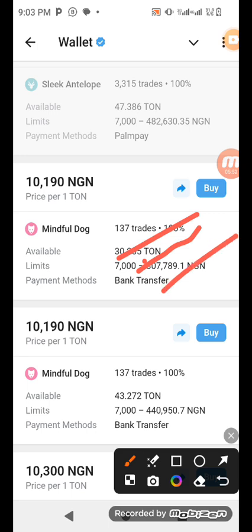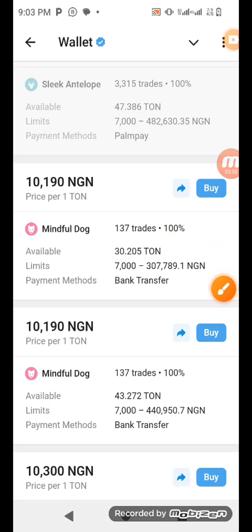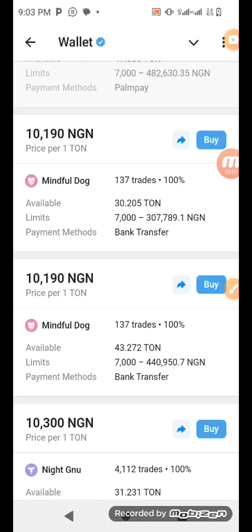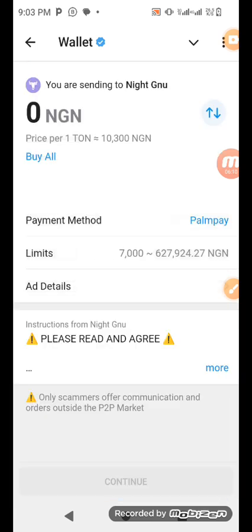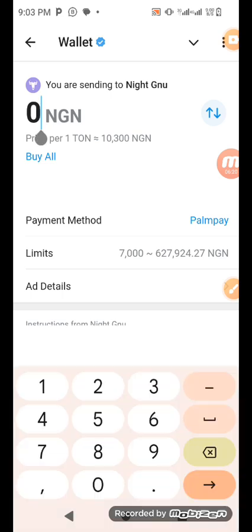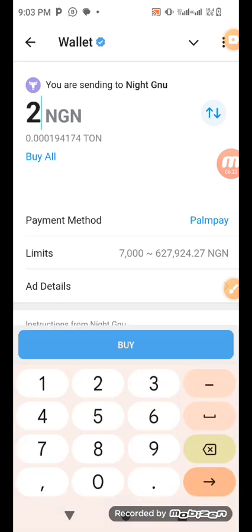Once you open, at this moment, let me just open one for you to see. Let me assume I want to buy from Night Guru, paying with Palm Pay. I click on buy. Now, I want to put in the amount in Naira format. I'm going to type, let me say I just want to buy a ton of 20K.